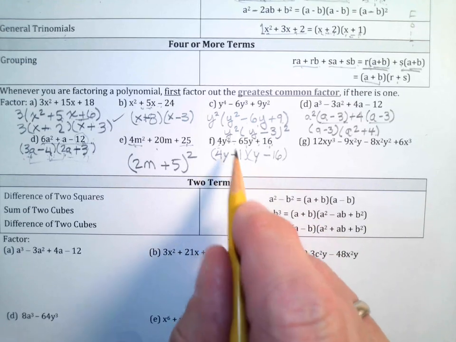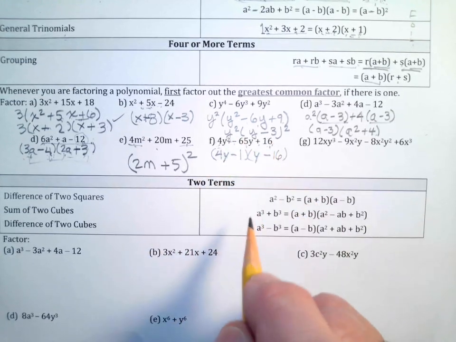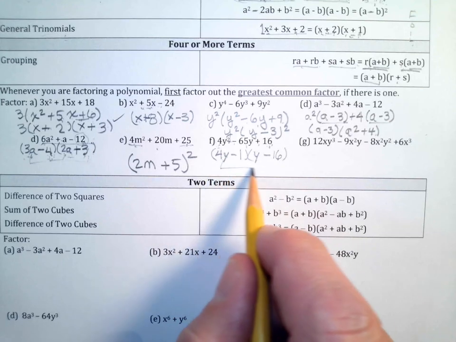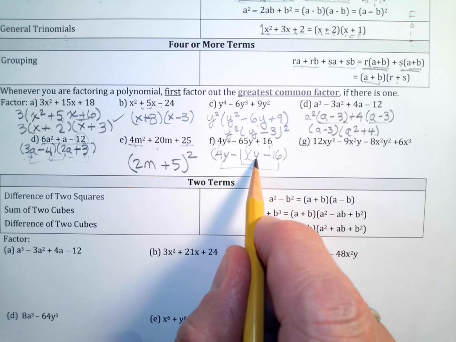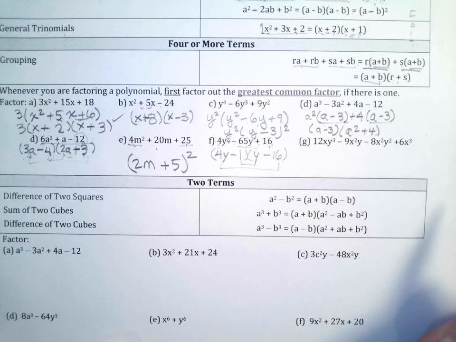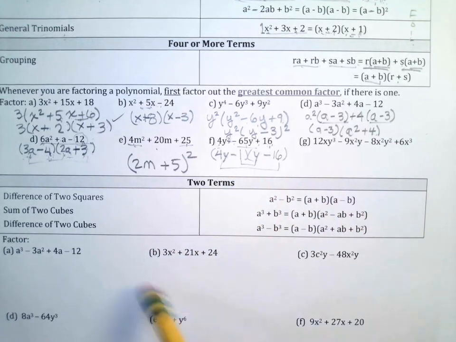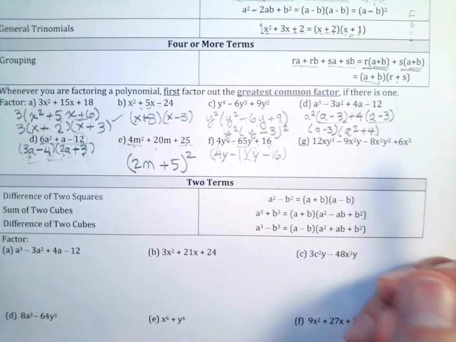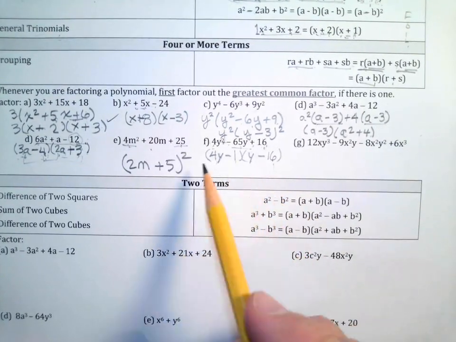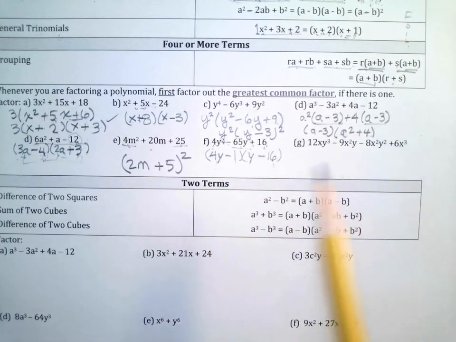Again, the first terms work. The last terms work, give us 16. Let's try the outer. The outer is negative 64y. The inner is negative 1y. So that indeed is negative 65y. So that is correct. And again, that whole idea of no common factors in the binomial factorings really helps. Okay, let's try the next one.